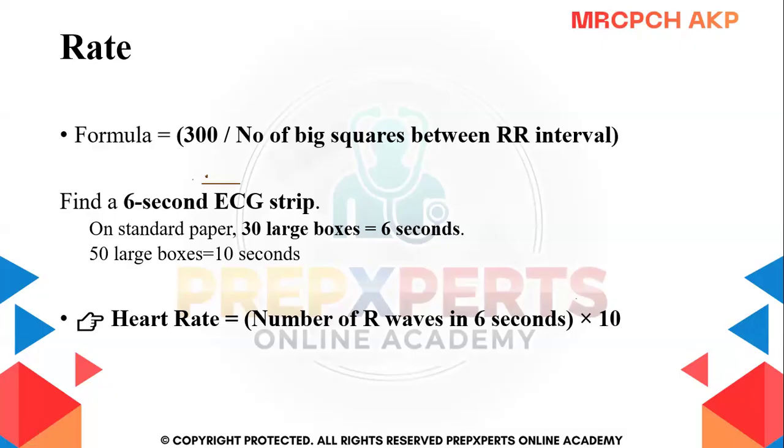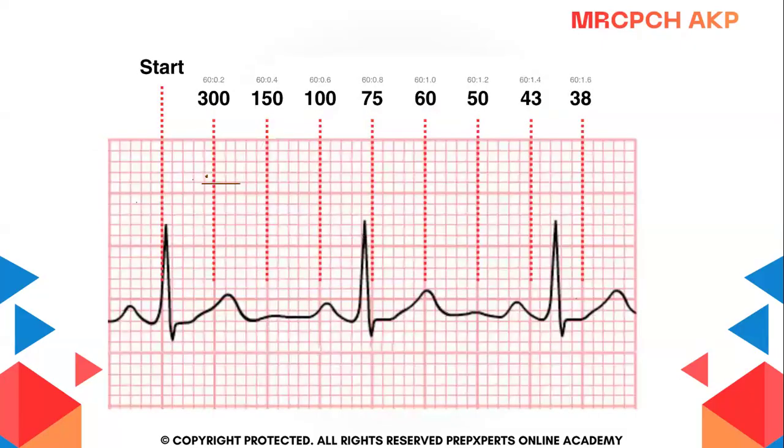We'll do the examples, then it will be very much clear to you. Now this is what I told you, to calculate the heart rate by just looking at the ECG, and you don't have to use any kind of formulas. So this is the way.